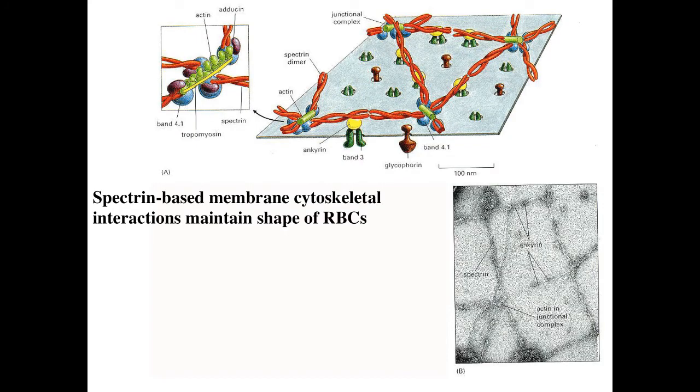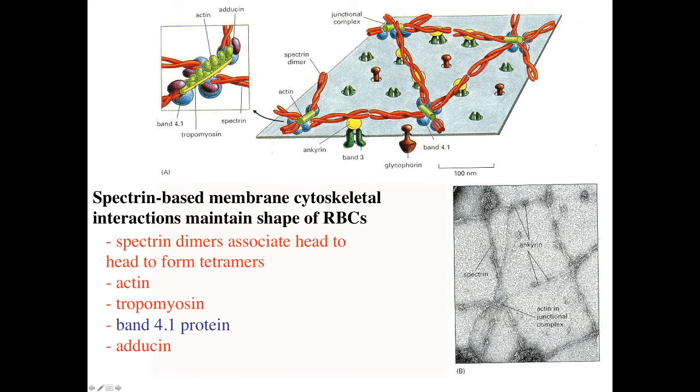If you were to take these sealed inside-out red cells and heavy metal shadow them and look at them under the electron microscope, you see a very organized structure. And we've come to appreciate that that organized structure represents the spectrin-based membrane cytoskeletal interactions that are important in maintaining the shape of a red blood cell.